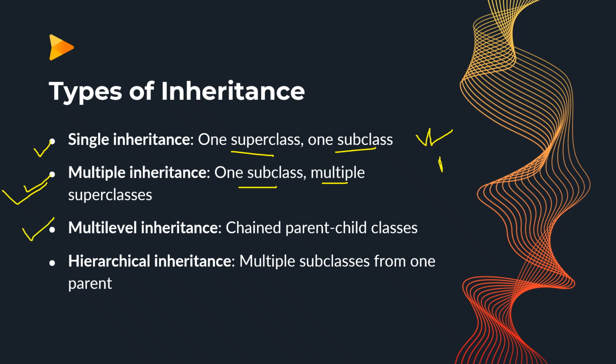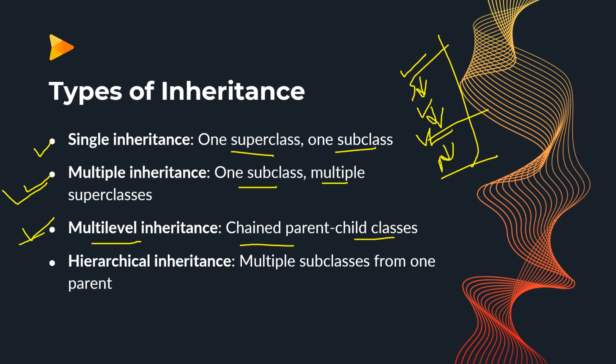Okay, now there is multi-level inheritance. So how can it happen? Multi-level inheritance is like a chain of parent and child classes. There will be one parent class, then one child class, then again one child class, then again one child class. So this is like a chain structure, known as multi-level. There are different levels: first level, second level, third level, and likewise. So this is known as multi-level inheritance.